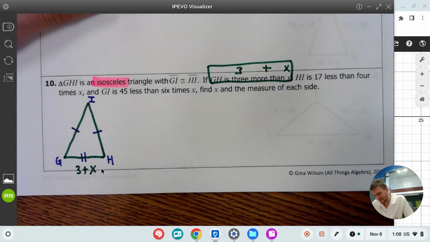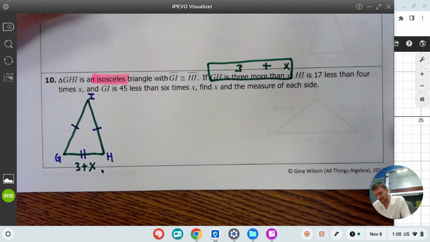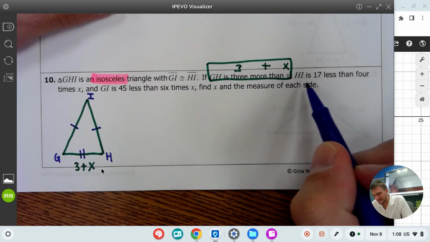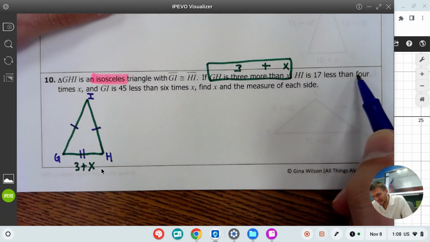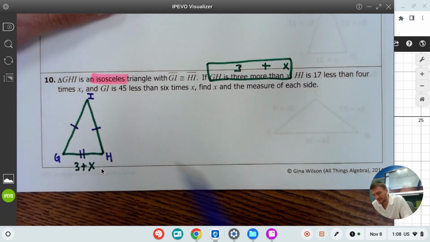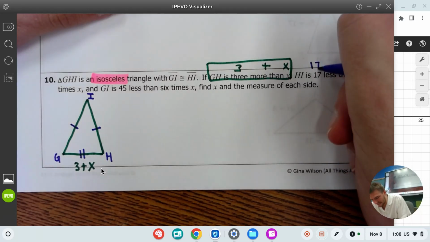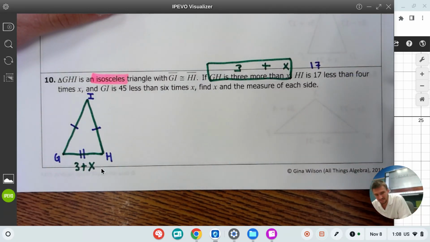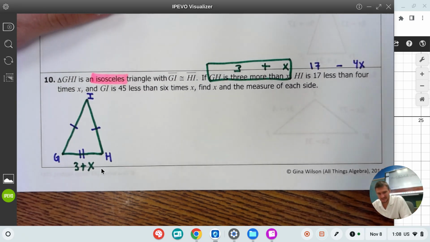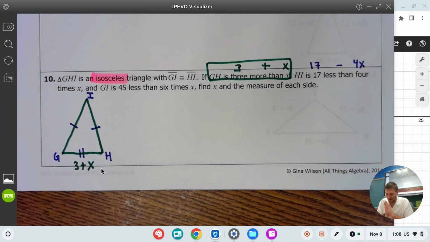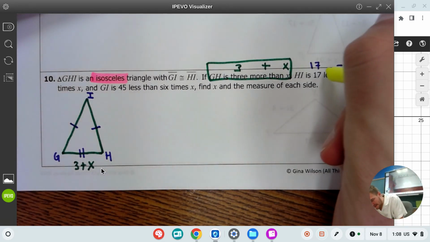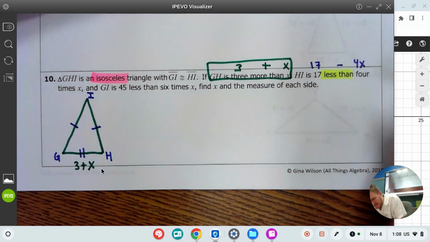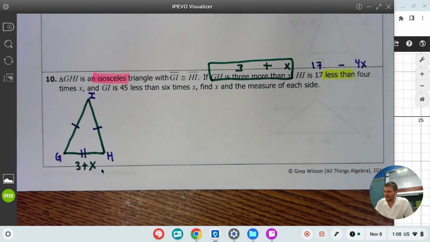Up next, it says HI. It's going to be a little bit more complicated now. It says 17 less than 4 times X. So that's 17. What does less than mean? Minus 4X. But be careful. We have this phrase. You may remember me saying this now. Less than. Less than. Okay?